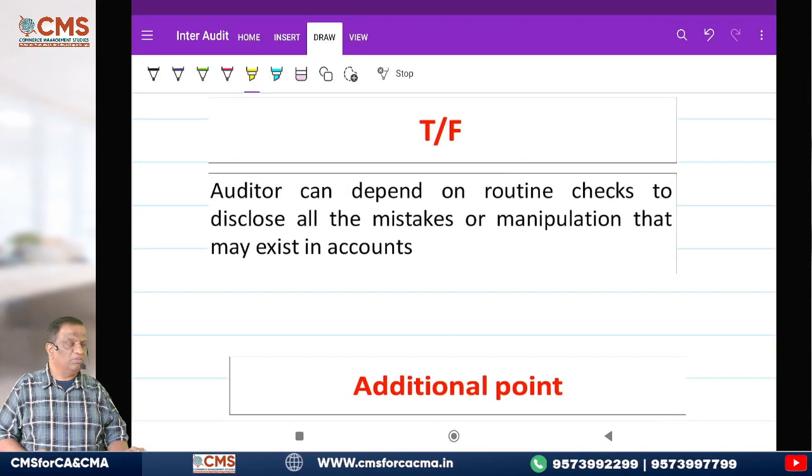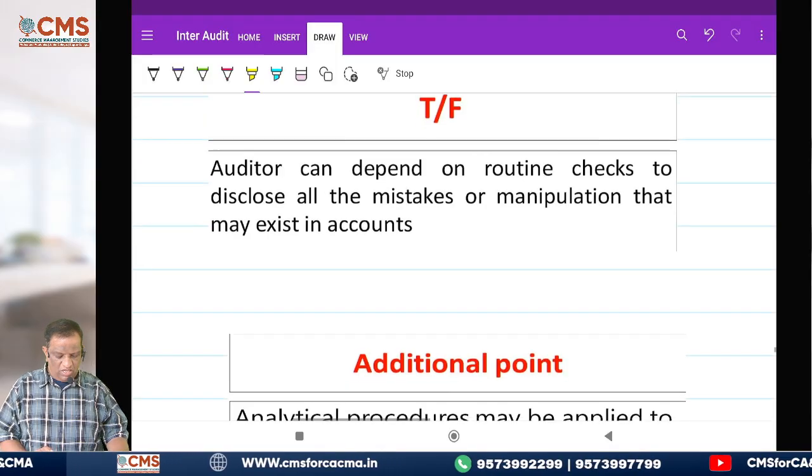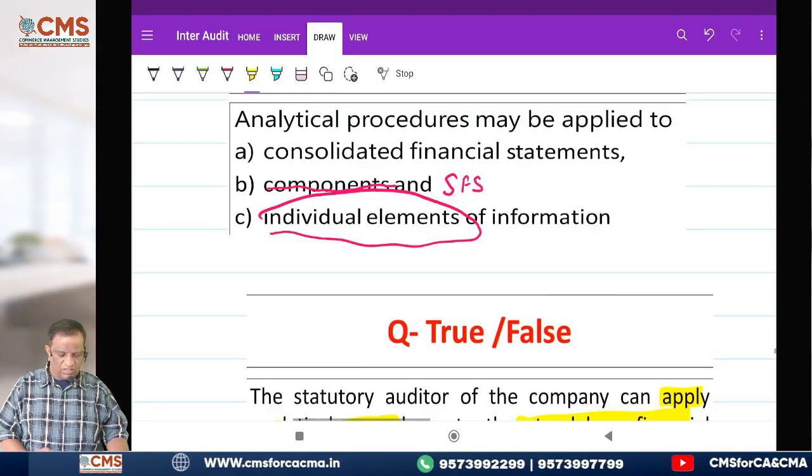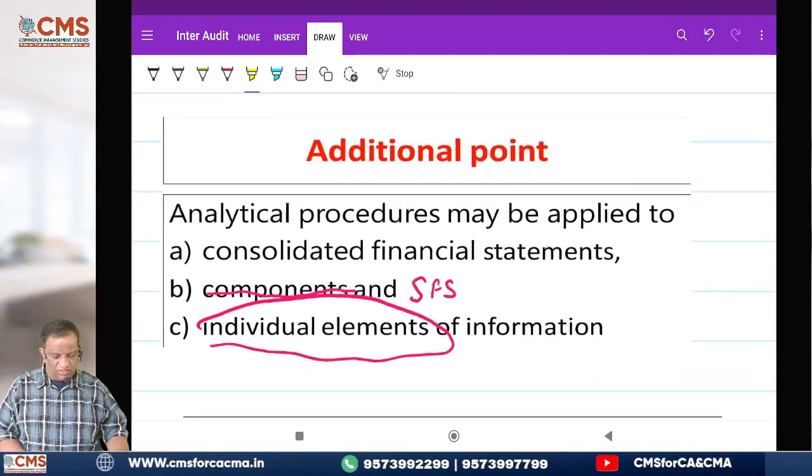No, routine checks you may not be able to identify. You have to perform analytical procedures. So this is how you get your questions. Then from the definition. Then moving on to the next one.